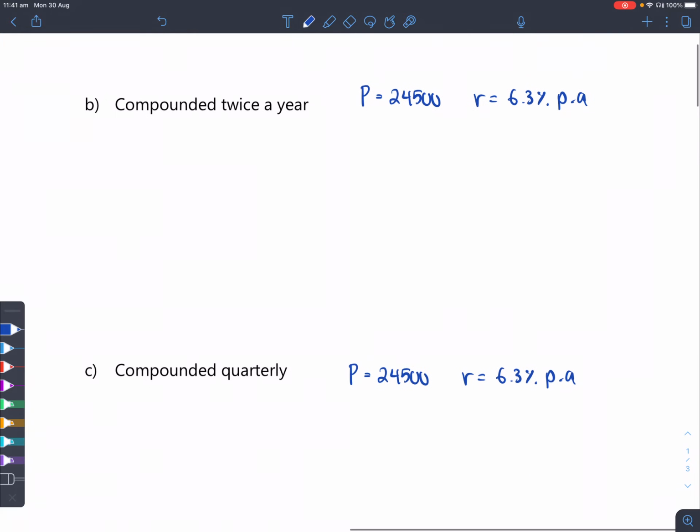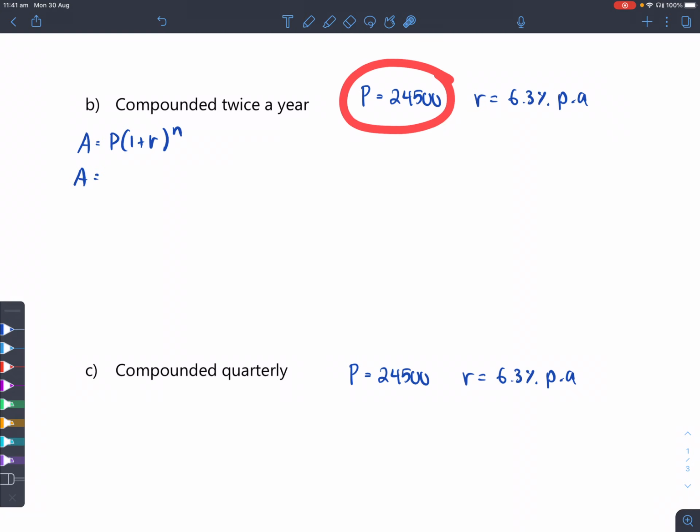Once we've done that, now we can explore another question where we're compounding twice a year instead of once a year. So we're going to use the same formula, A equals P bracket 1 plus R to the power of N. Our principal was this value here. It's exact same as before. I've just copied it there. And the rate in this case, well, this is per annum. So I'm going to write 0.063 first.